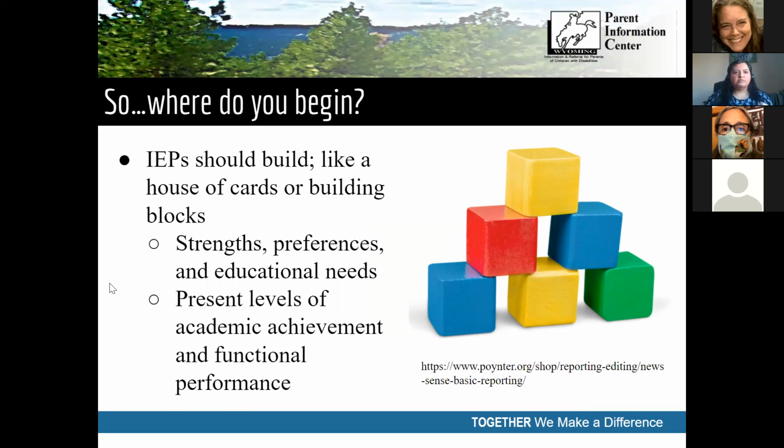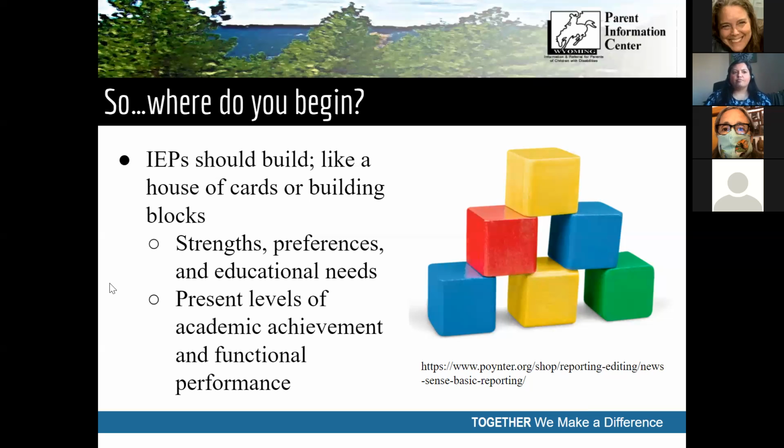So they're kind of like building blocks. If you don't have a strong foundation for your SMART goals to stand on, they fall apart. If you put the small blocks on the bottom and the big blocks on top, it's going to fall apart. So you should always put your bigger blocks on the bottom. And that's where the strengths, preferences, and educational needs section of your IEP comes from.